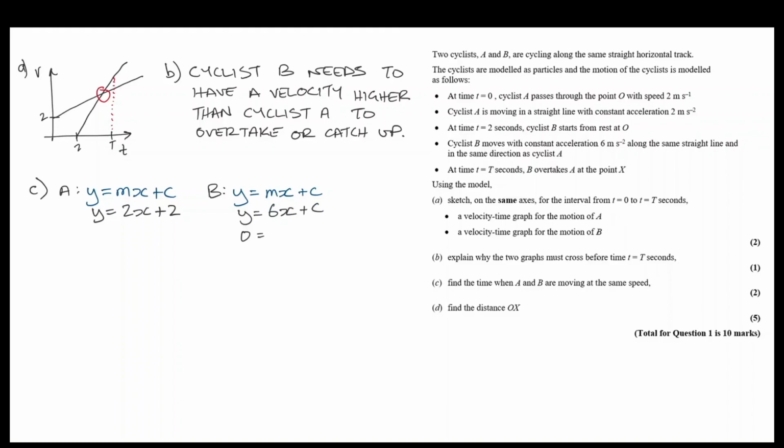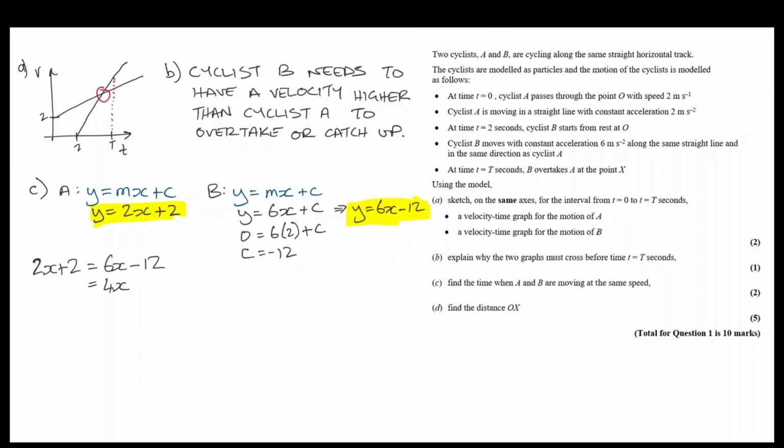I can use the one coordinate that we do know. We do know that this goes through the coordinate (2, 0). Substitute 2 for x and 0 for y to find c. Now I know the full line equation: y equals 6x minus 12. Where do these two lines intersect? We're going to equate them and then solve to find the x value where they intersect.